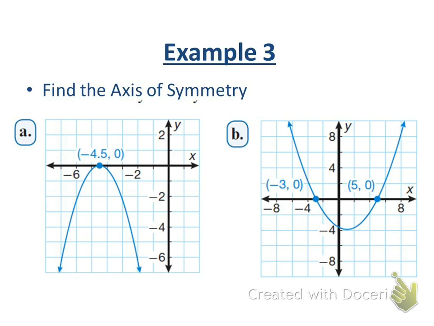You had your hand up. What's it going to be? 1.5. Is it 1.5? It's the average, right? What's negative 3 plus 5 divided by 2? 1. It's 1, yes. X equals 1 is the axis of symmetry.